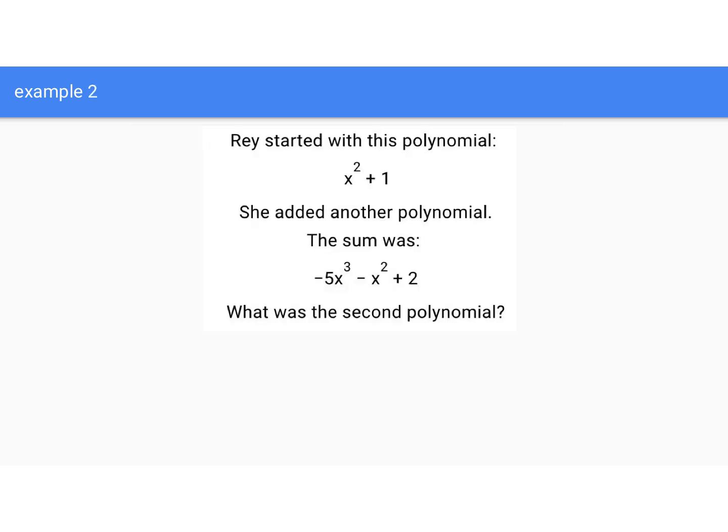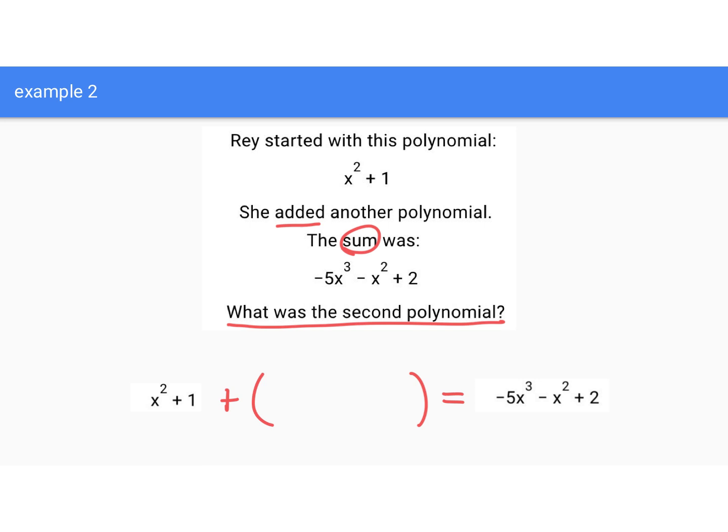Here's a second example where it states that Ray started with this binomial. She added another polynomial and got a sum of this bottom trinomial. The question is, what was the second polynomial? So I'm going to begin with what she started with. This is a binomial, and she is, of course, adding a second polynomial, I don't know the size, and got an answer that was a trinomial. So that's what the words state, and my question is, what goes in those parentheses?